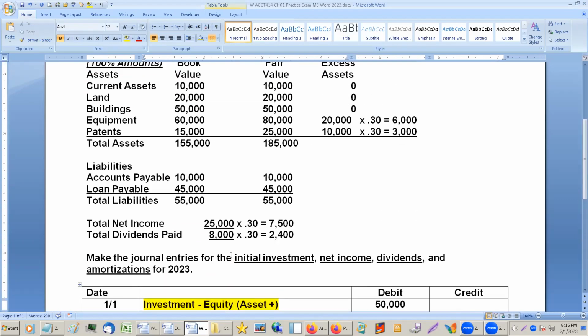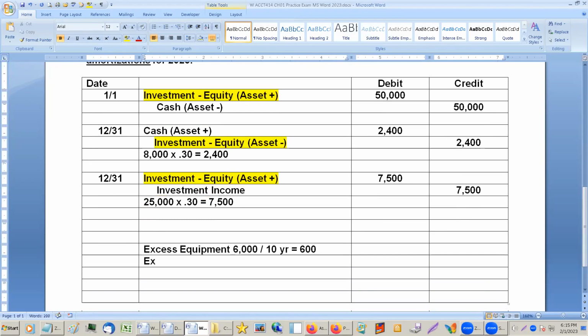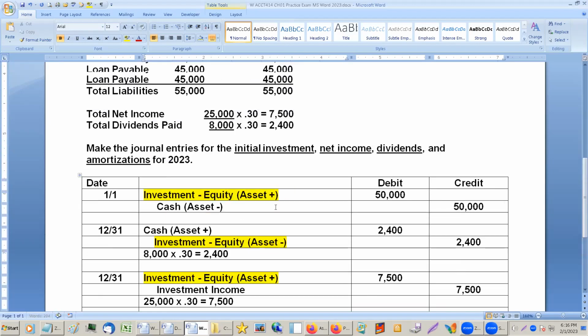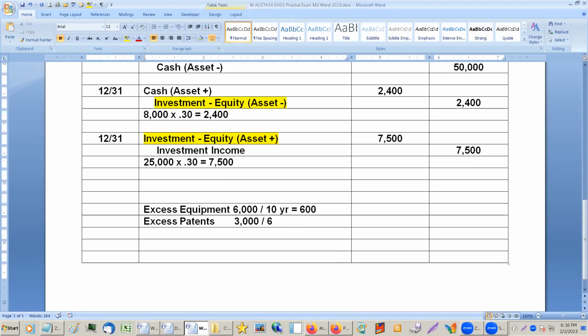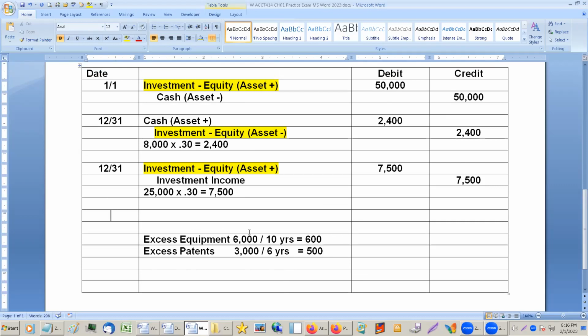And then we also have the excess for the patents. It's 3,000. All right, 3,000. 6 years. Is that 500? Yes. Okay. So we have to take off 1,100 off of the income. So how are we going to do that? Debit investment income. Yep.